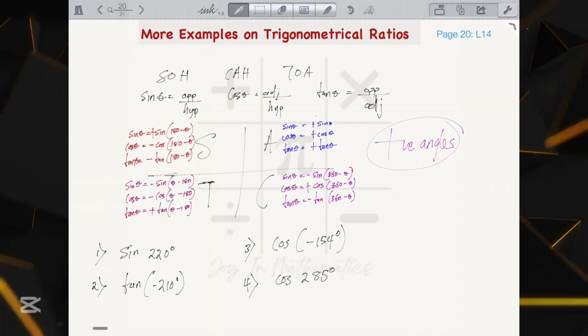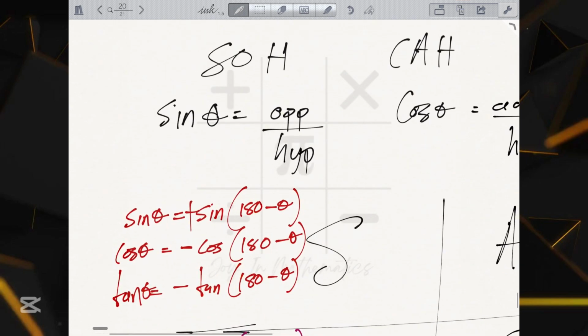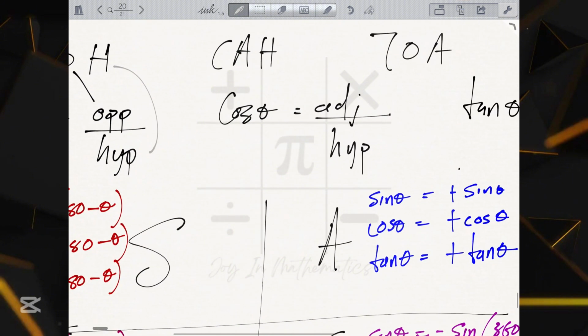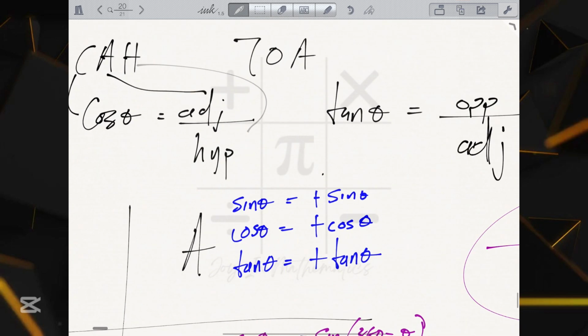Now we want to take more examples on trigonometrical ratios. Let's recall what we have done so far. I believe you have seen this before. Sine theta is opposite over hypotenuse. Cos theta is adjacent over hypotenuse. Tan theta is opposite over adjacent.